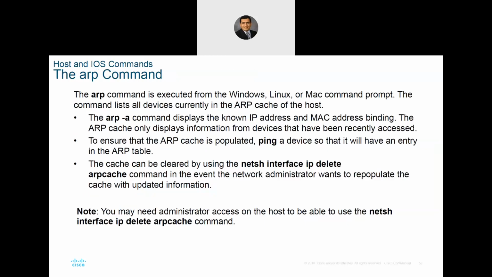Besides that, you can also use the ARP command. Okay, remember, ARP stands for Address Resolution Protocol. That information is stored inside the router, which has the information of the logical IP address to the MAC address. Okay. The ARP/A command displays the known IP address and the MAC address binding. Okay. What is the IP address and the actual MAC address? To ensure that the ARP cache is populated, ping a device so that it will have an entry in the ARP table. Okay. The cache can be cleared by using this command.